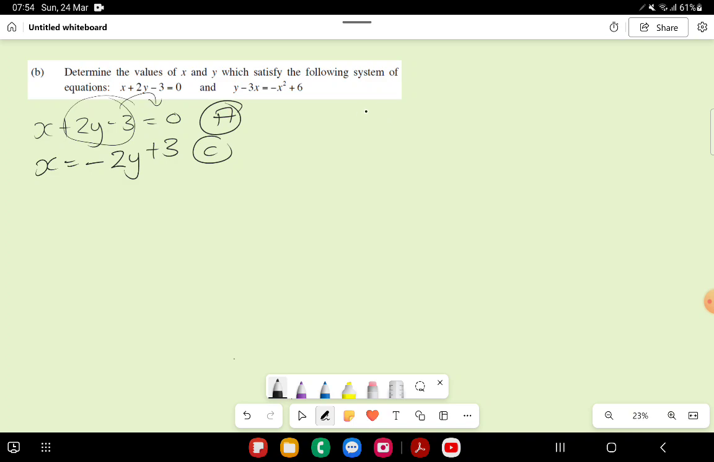Let's write equation B. Y minus 3x is equal to negative x squared plus 6. So what am I going to do? I'm going to substitute for x.